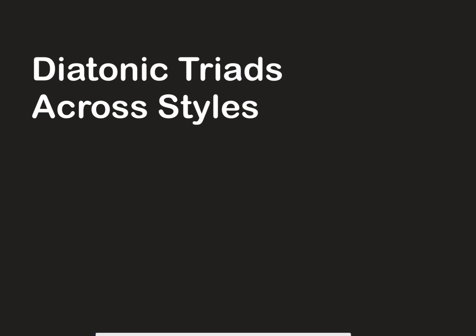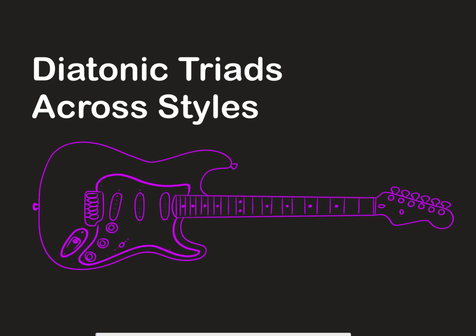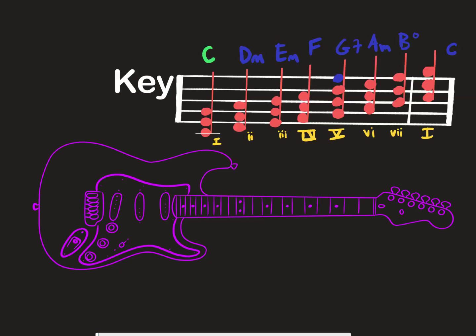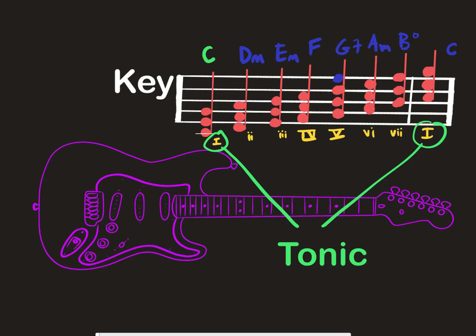Today's lesson covers some core music theory concepts and songwriting tools with diatonic triads across various styles. So let's get started by familiarizing ourselves with the idea of key. A key is basically a group of notes centered around a home note, which we call the tonic.